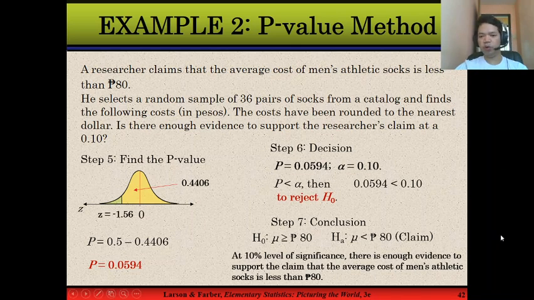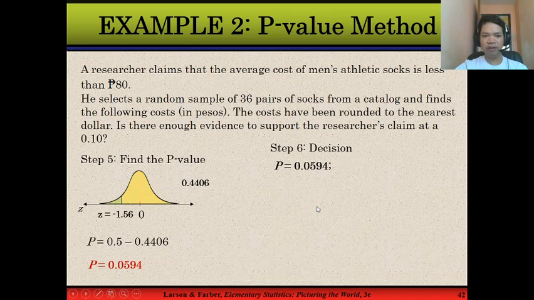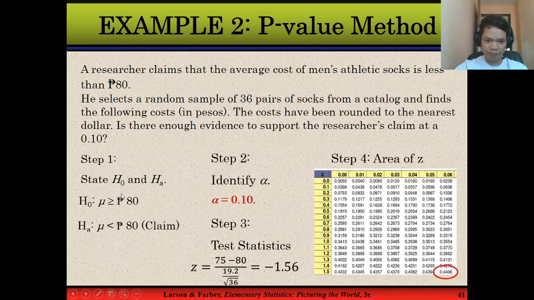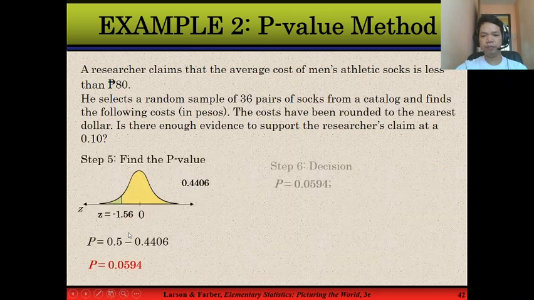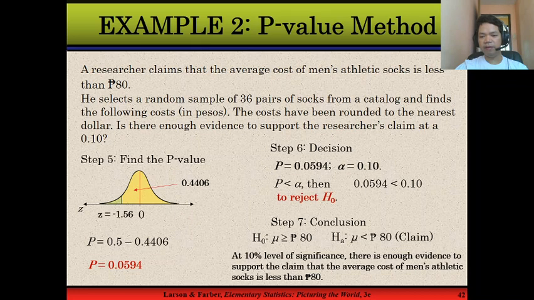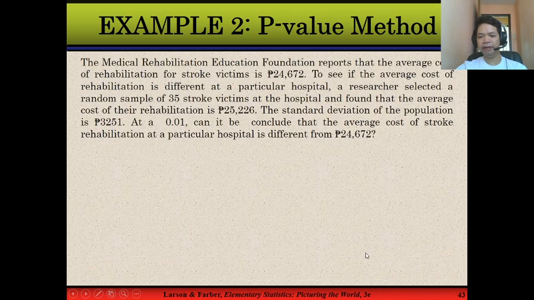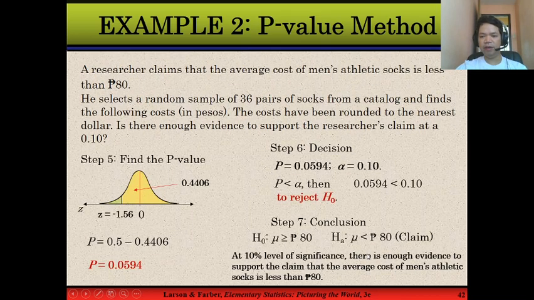Step 7, conclusion. Dahil ni-reject natin yung H0, ibig sabihin, rejected yung H0 dito, in-accept natin yung claim. Ibig sabihin, accept yung HA. Tama yung claim niya. So how are you going to make the decision? So at 10% level of significance, there is enough evidence to support the claim. Kasi tama yung claim niya. Okay? Kanina sa example number 1, there's not enough evidence to support the claim. Kasi accepted yung null doon. Dito naman, accepted natin yung alternative, rejected yung null.